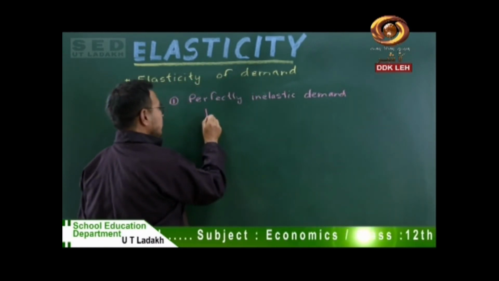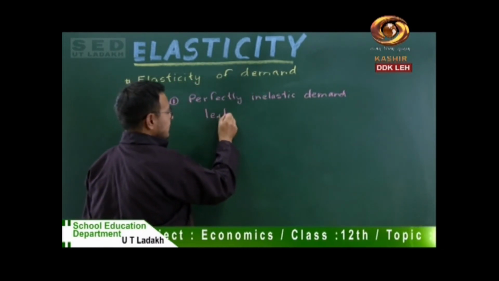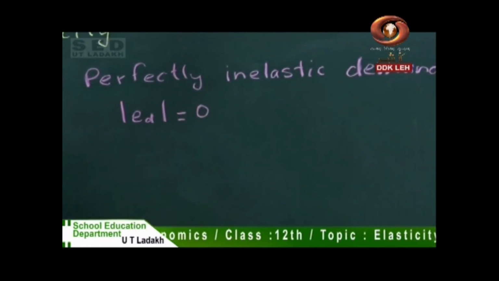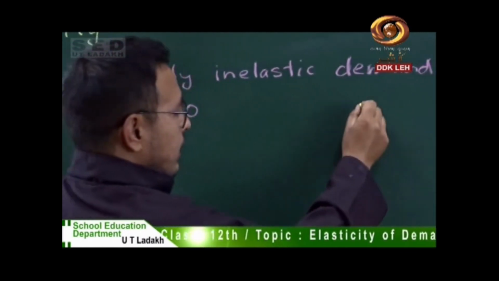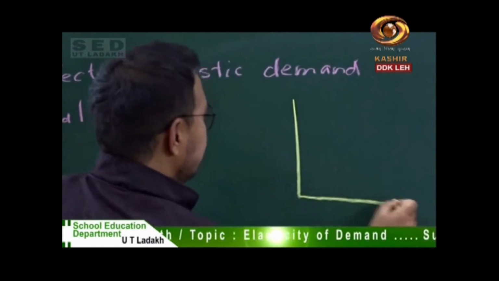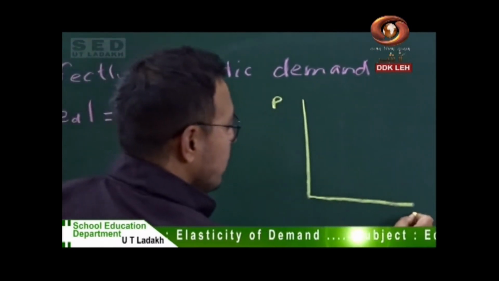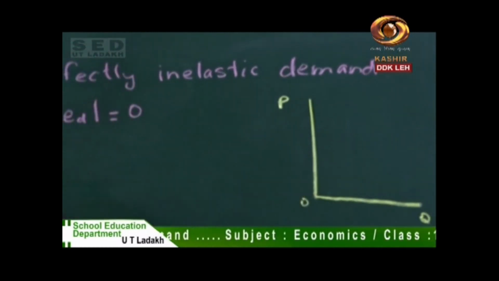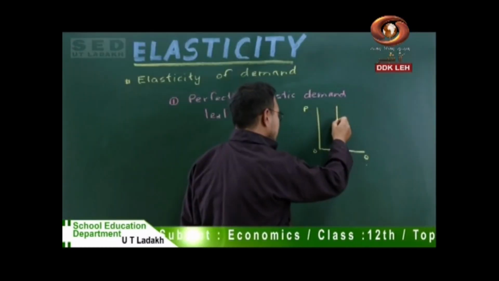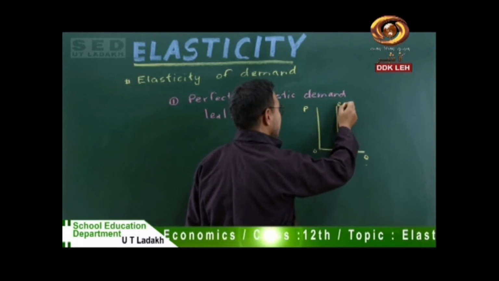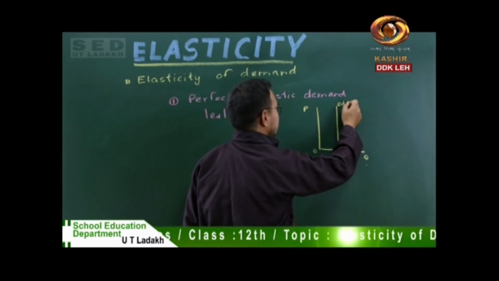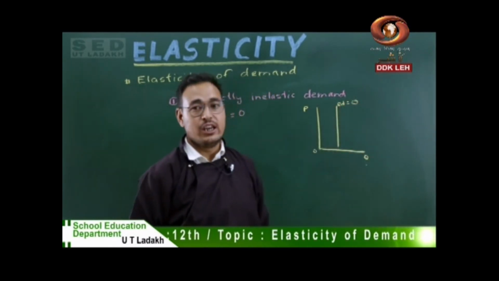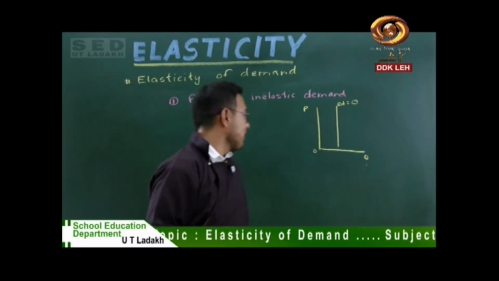Over here, the absolute value of your elasticity is 0. Graphically, it tells that there will be no change in your quantity demand due to change in price, or your demand curve will be like this. Here, ED is equal to 0. That means no change in quantity, even if your price changes.